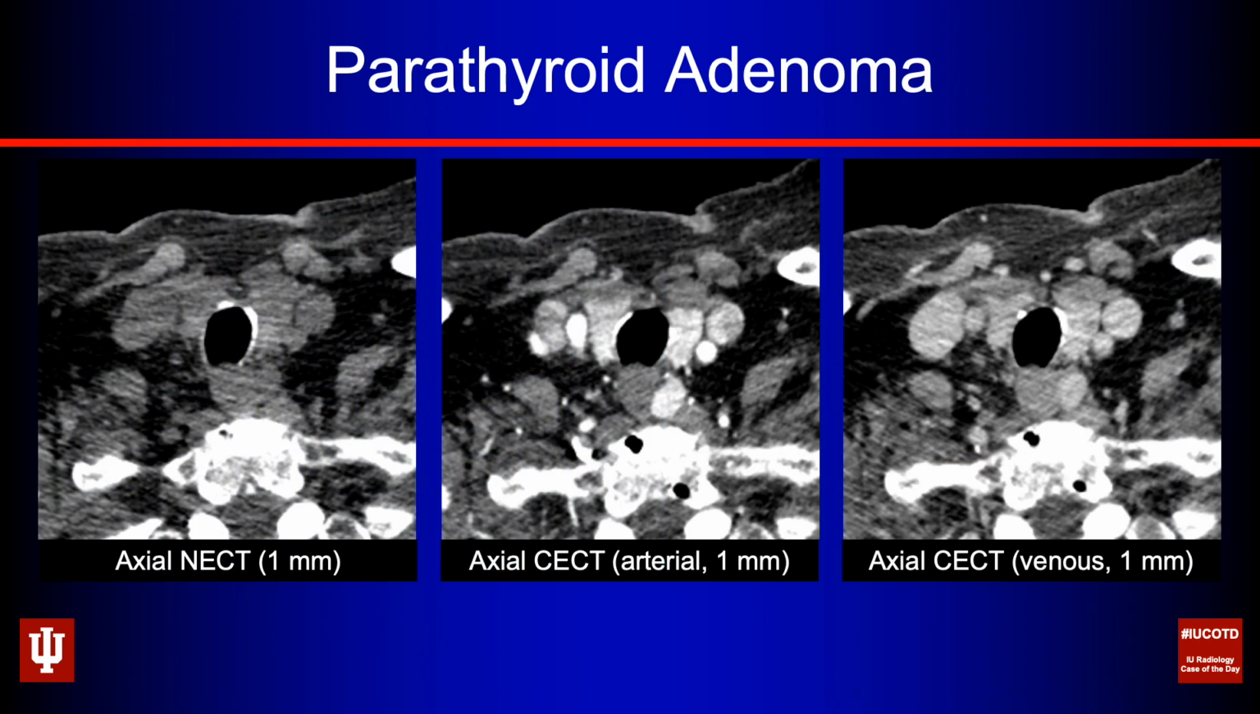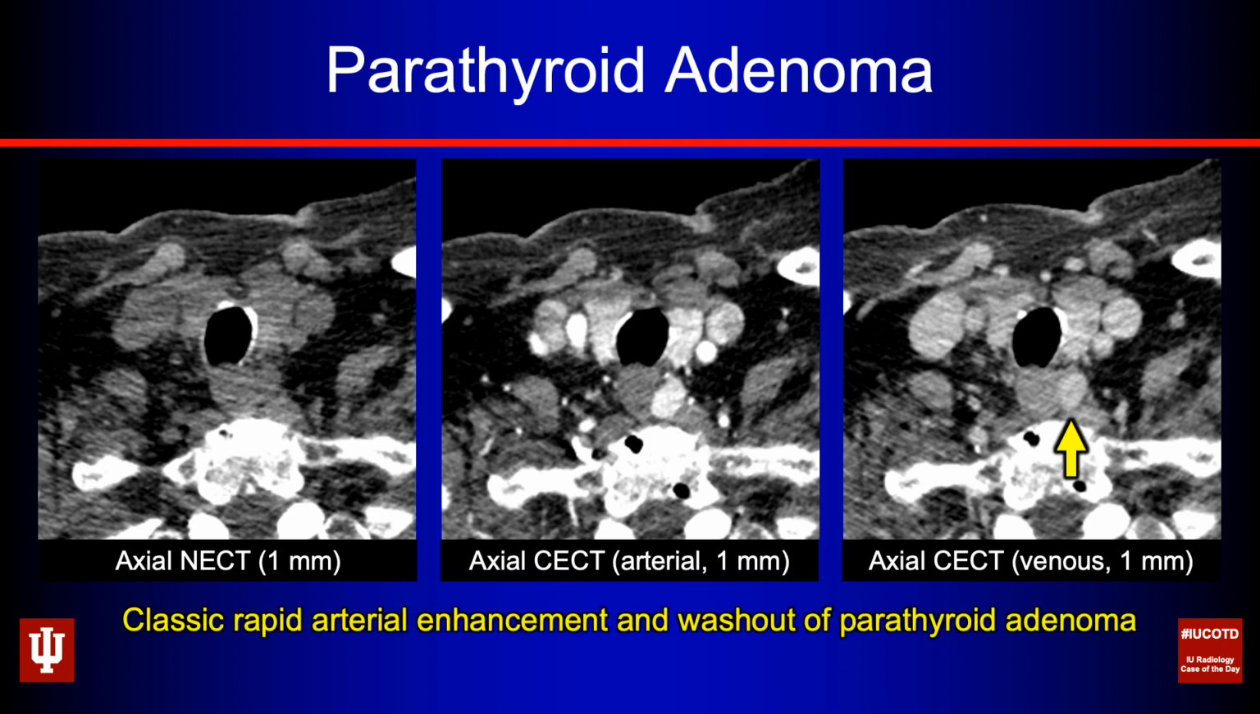So here's one that does have that classic appearance. We can see in the left tracheoesophageal groove, on this non-contrast phase, we have a subtle nodule. It enhances like gangbusters during the arterial phase, and it washes out during the venous phase. So this is that classic appearance, rapid arterial enhancement and washout during the venous phase. This is the textbook version of what a parathyroid adenoma looks like. Again, the problem being they don't always look like this.